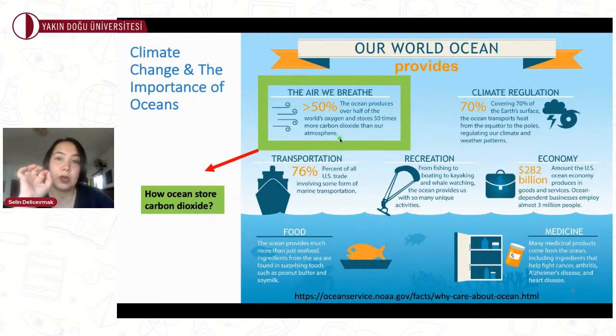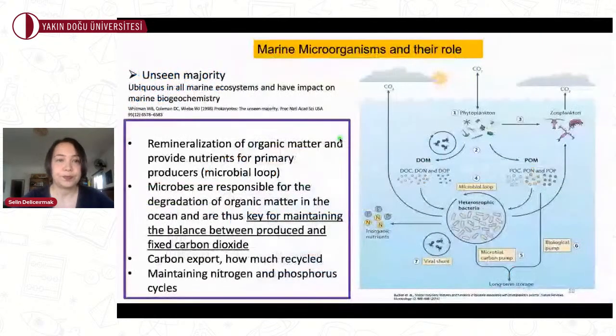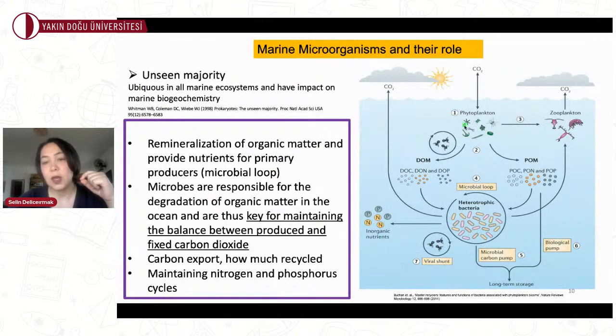So this is basically what I would like to concentrate on: how oceans store carbon dioxide. If the ocean stores carbon dioxide, it might help to reduce the carbon dioxide in the atmosphere and reduce the greenhouse gas effect. Here on the right-hand side, you see a sketch of a marine environment. And here we have two important mechanisms to store carbon dioxide in the oceans. The first mechanism is the biological carbon pump, and the other one is the microbial carbon pump.